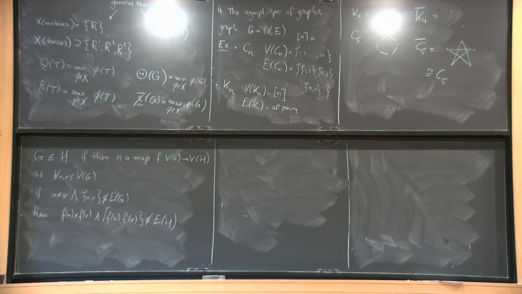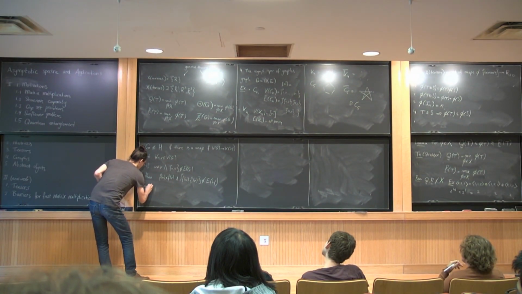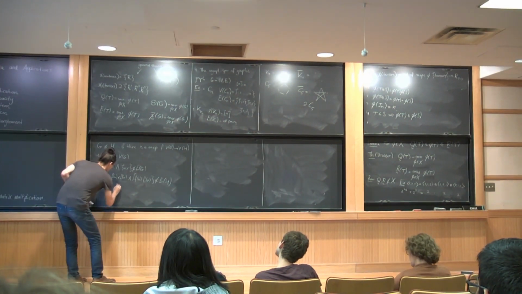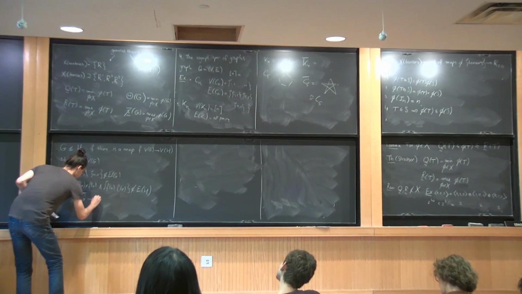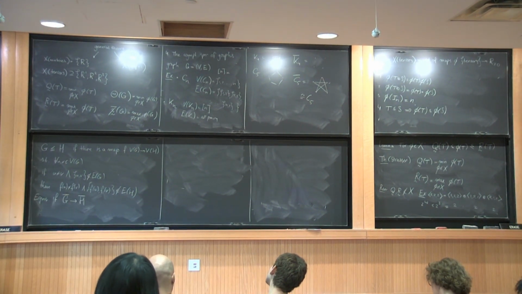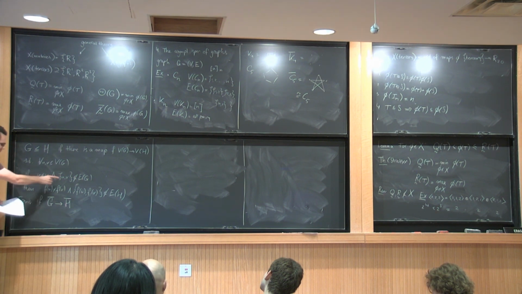Another way to say this, which is maybe more natural, is G is smaller than H if, equivalently, there is a graph homomorphism from G bar to H bar. Graph homomorphism maps edges to edges, and if I put the bars, then I'm mapping non-edges to non-edges. I want to be precise about what non-edges mean. So non-edges are two different elements that are not an edge. Okay.